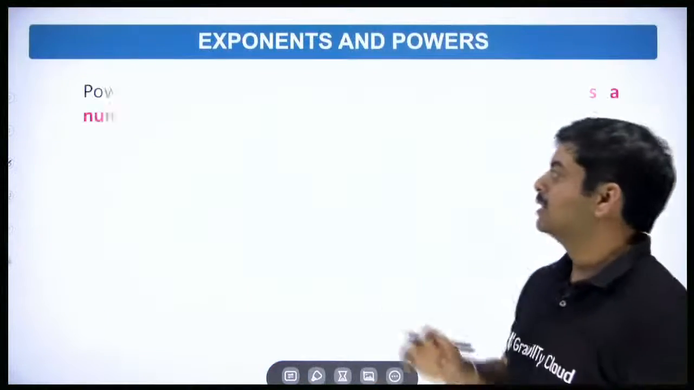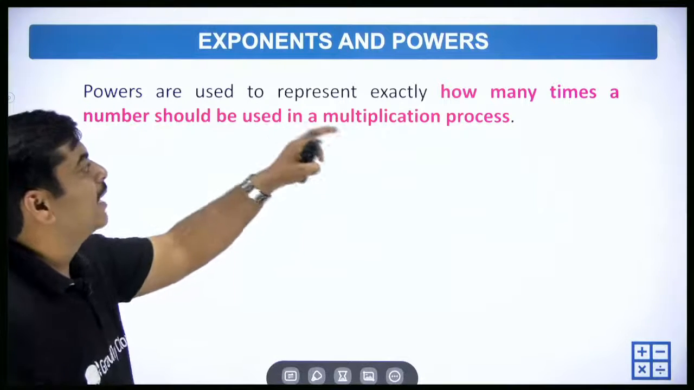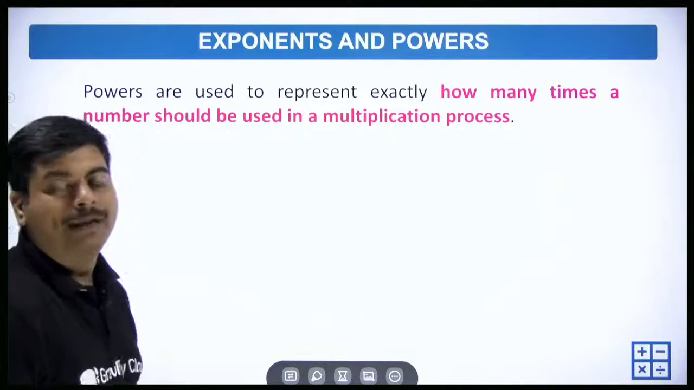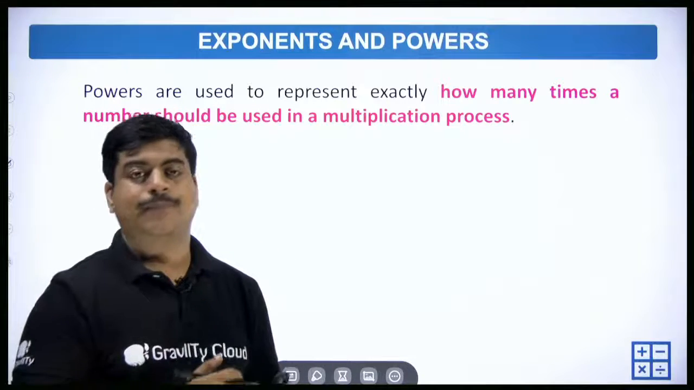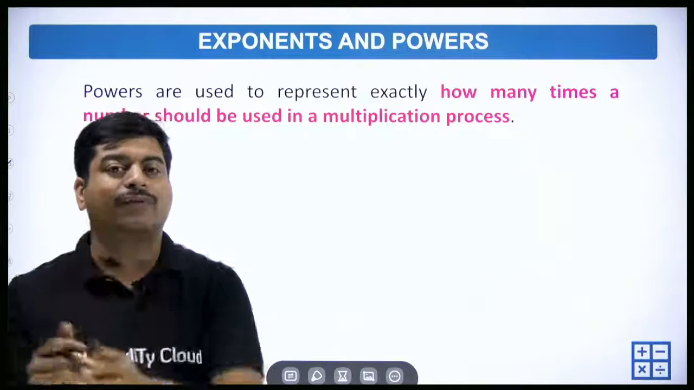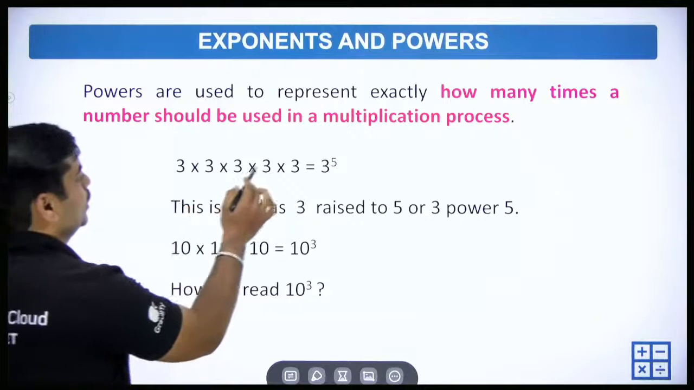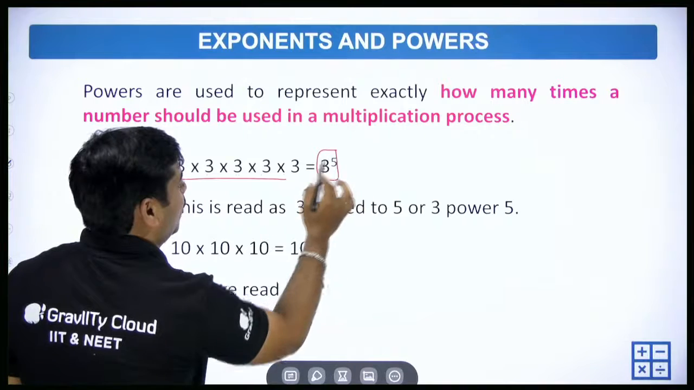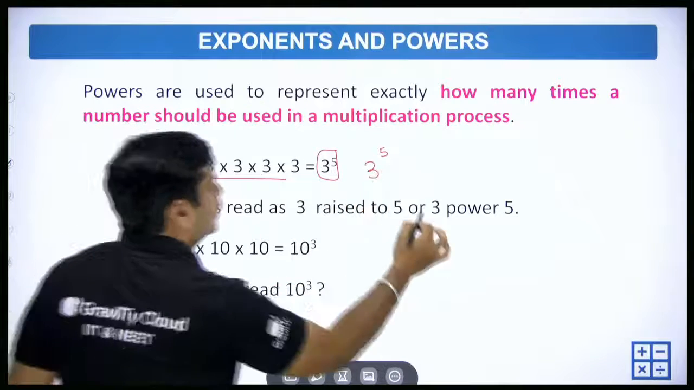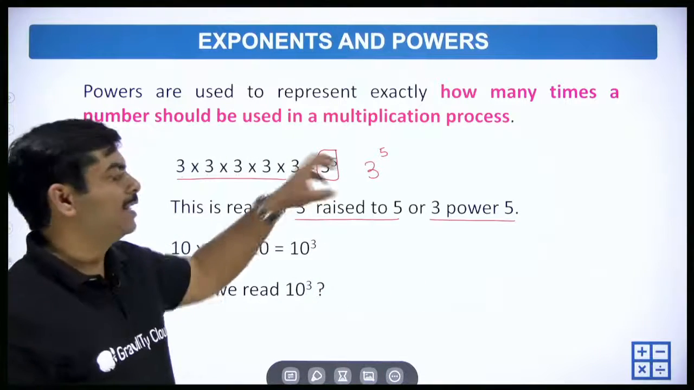Let's continue today's session. So what are exponents and powers, which we have already discussed in the previous classes? Powers are used to represent exactly how many times a number should be used in a multiplication process. How many times the same number should be multiplied by itself. For example, 3 into 3 into 3 into 3 into 3, five times, we write as 3 power 5. We read that as 3 power 5 or 3 raised to 5.